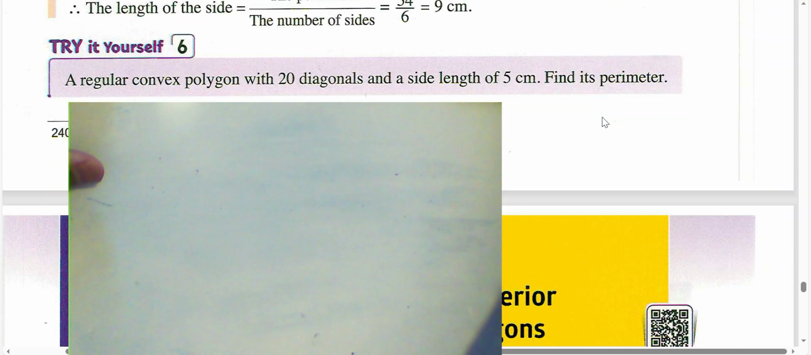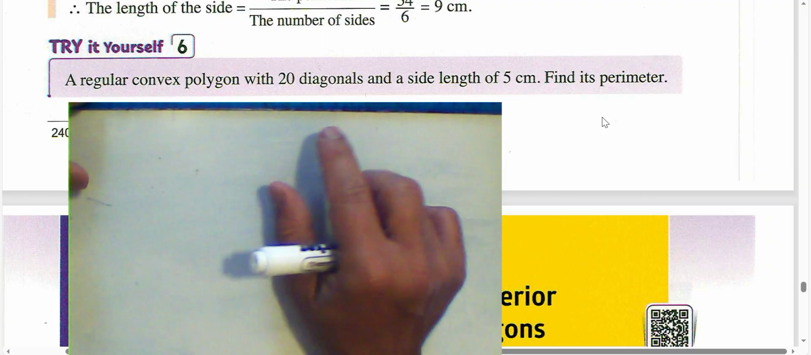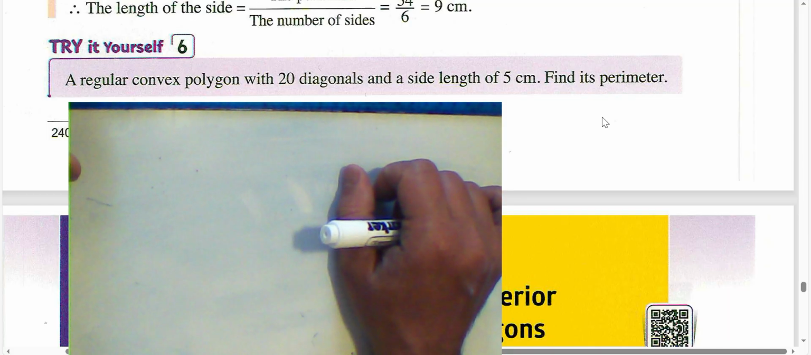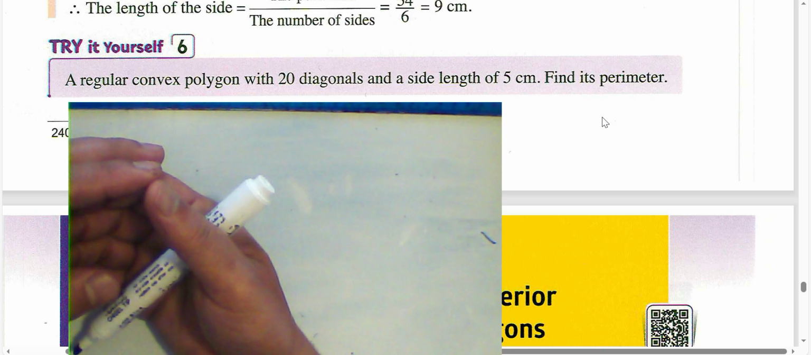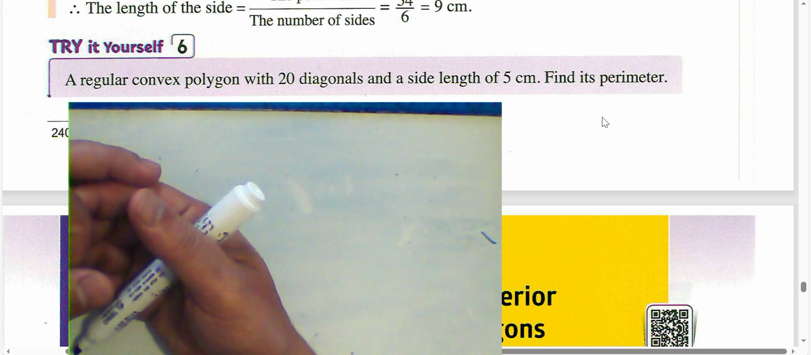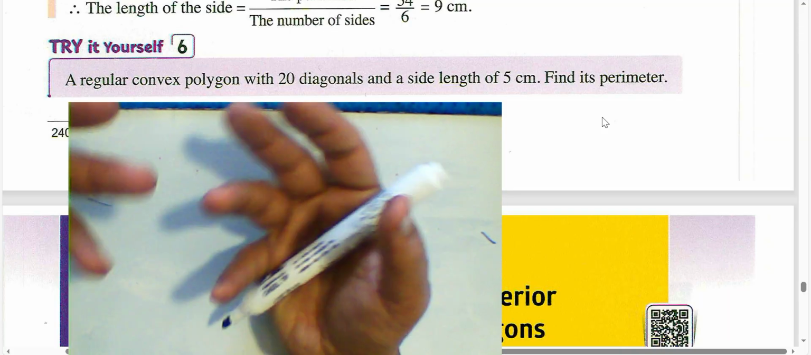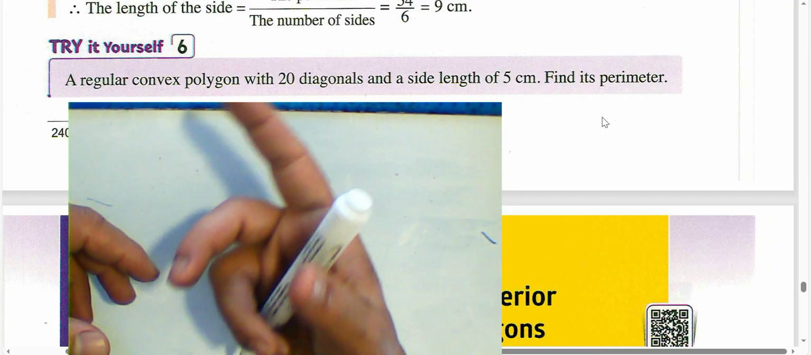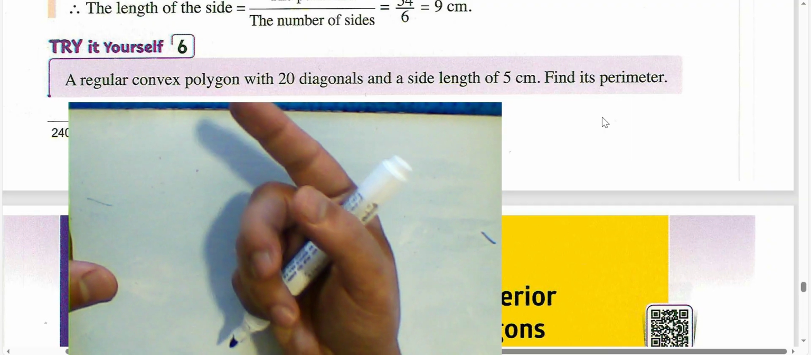Next, try to solve number 6. A regular convex polygon with 20 diagonals and a side length of 5 cm. Find its perimeter. Okay, we can find the perimeter of a regular polygon. You must know the number of sides. He gives us one side, 5 cm. If you know how many sides this polygon has, you can find the perimeter because it's a regular polygon, meaning all sides are equal in length. You can find the number of sides and then multiply by the length of one side.